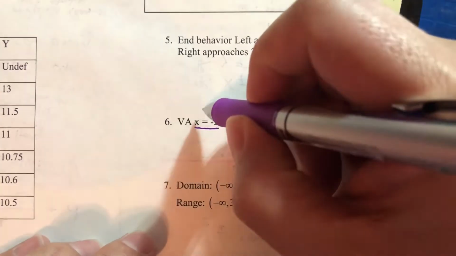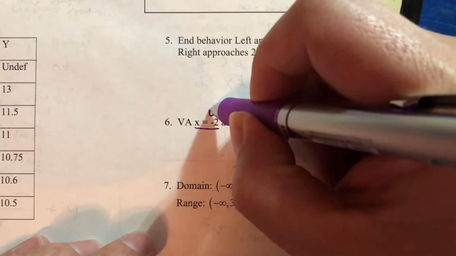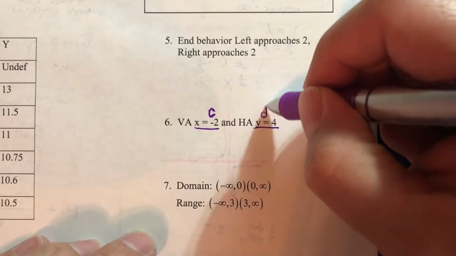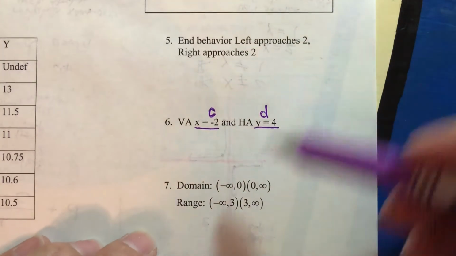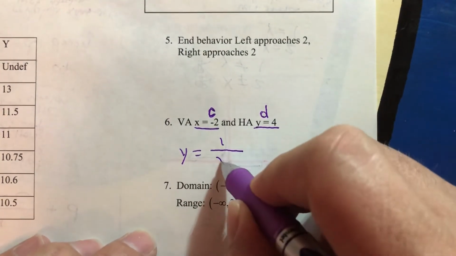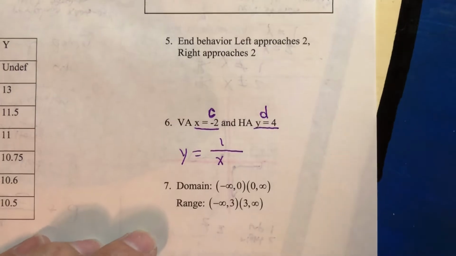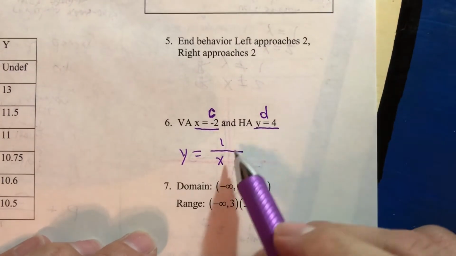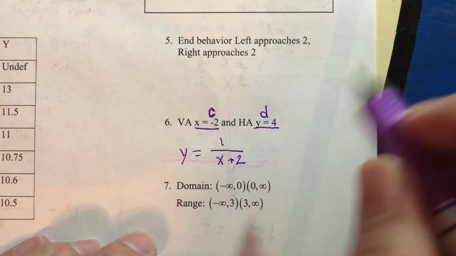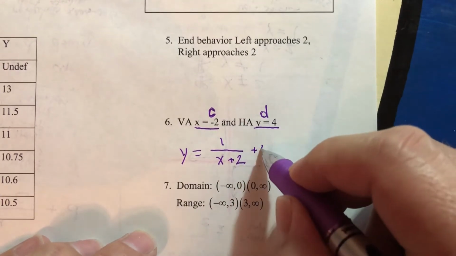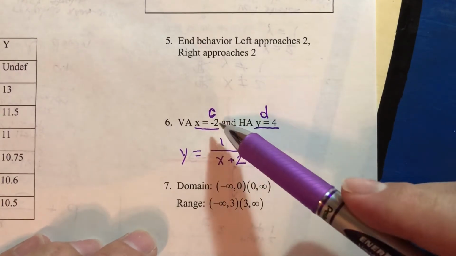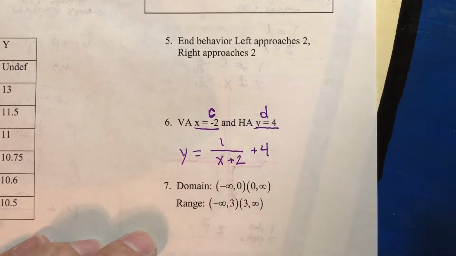So what we have to remember is that this is the C value. And then the HA is y equals 4. We have to remember that's the D value of our equation. So now we're writing equations. If it doesn't give you any other information, of course, we're going to start off with this parent function, and then we're going to fill in the C value. So since that's a -2, it's going to change to +2, and then we're going to fill in the D value out here. And so that would be our equation for when we're given the VA and the HA.